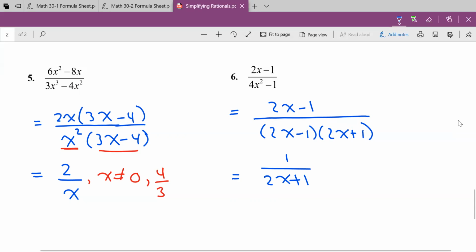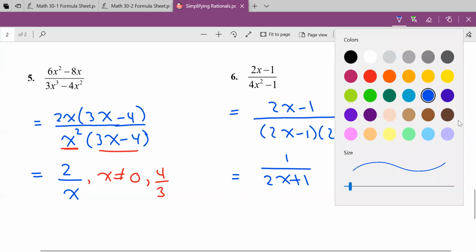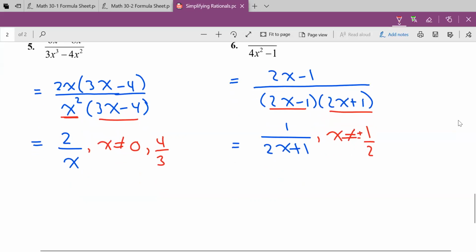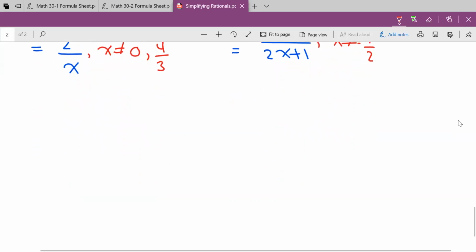All right, NPVs. Well, switch to pretty red here. That one, x can't equal positive a half. This one, x can't equal negative a half. So I'm going to simply write it as positive, negative a half. That's it. This is how we simplify rational expressions.